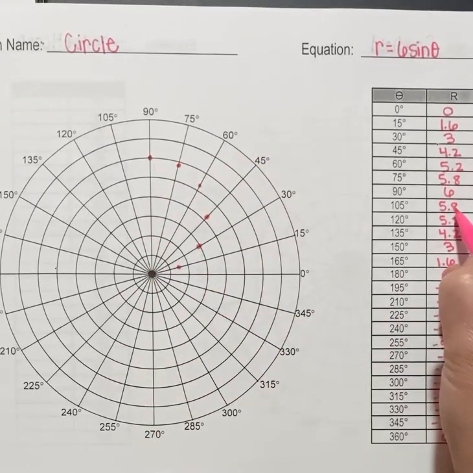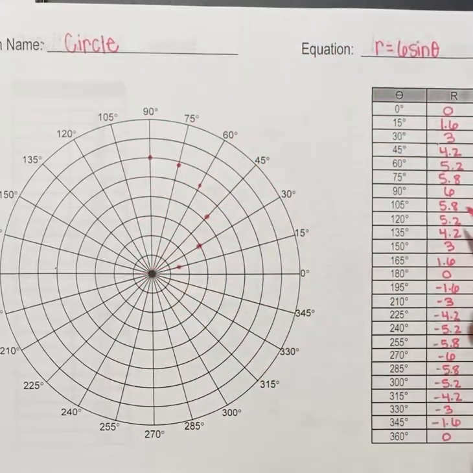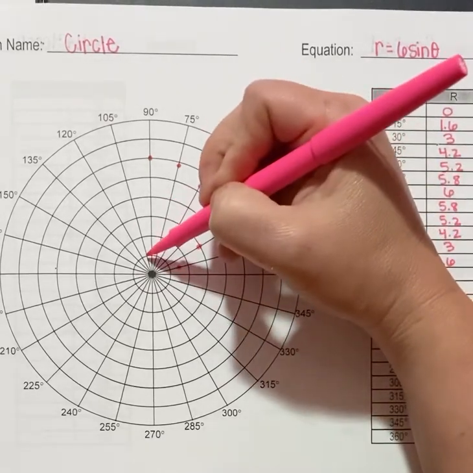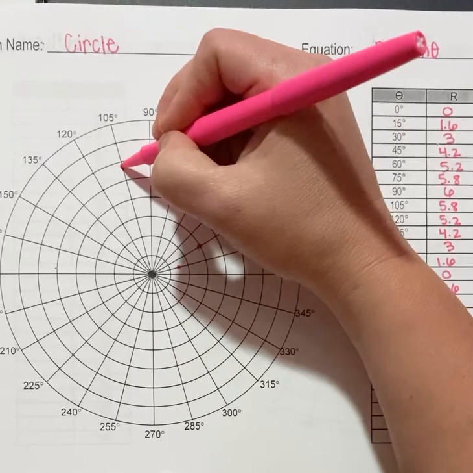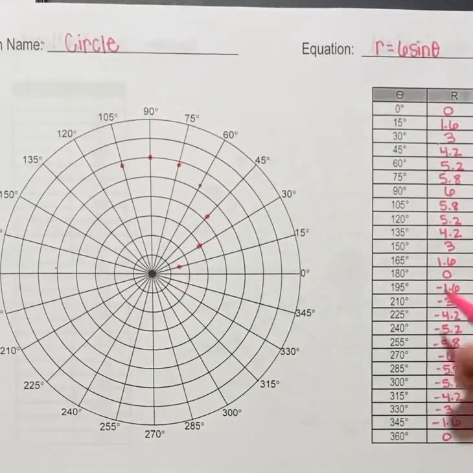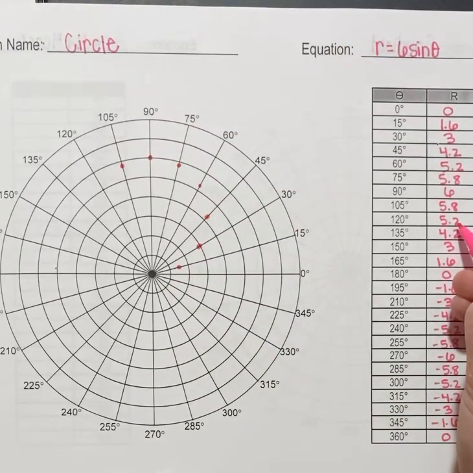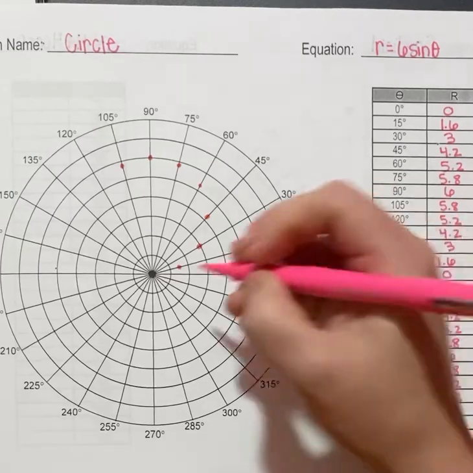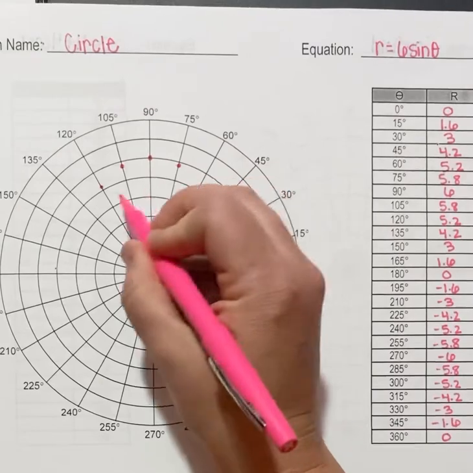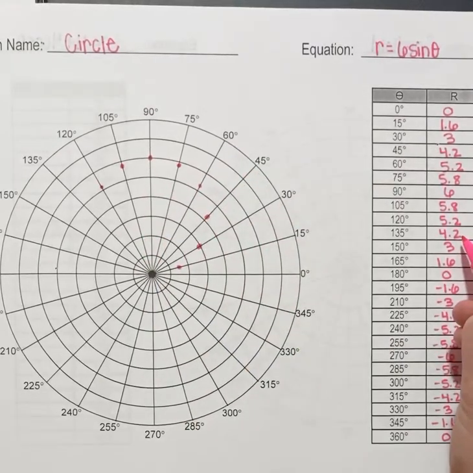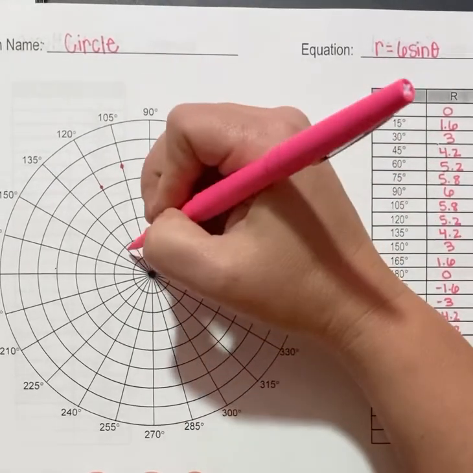All right, now we're at 105 degrees. Here's 105, and I'm going to go out to 5.8. So I'm going to go back to counting. 5.8, really close to 6. Remember, just like that one over there, it should match it. 120 degrees, I'm going out to 5.2. So here was 5, 5.2, just a little more. Remember, those two should match. They were both 5.2. All right, 135, I'm at 4.2.